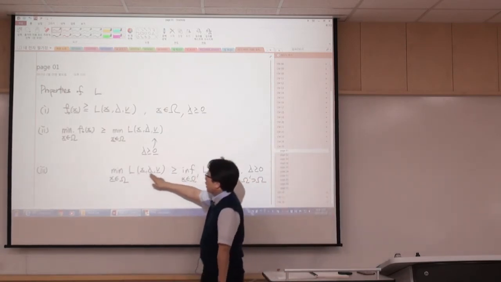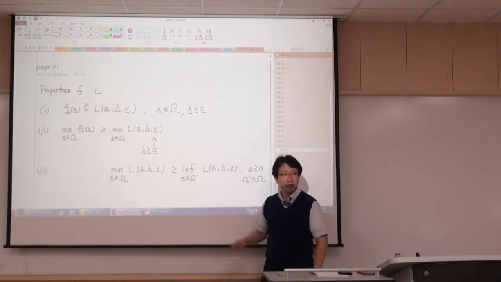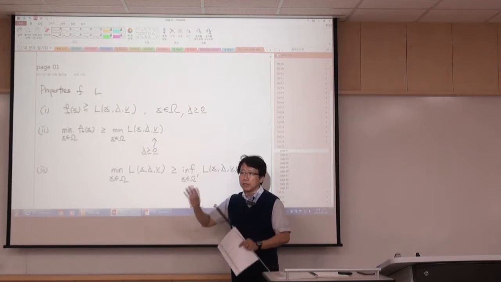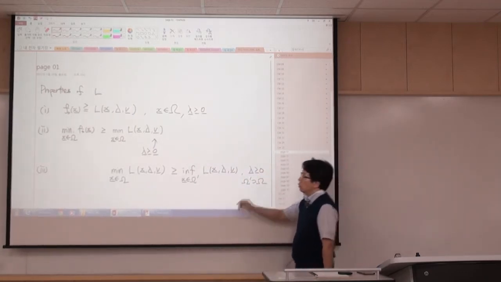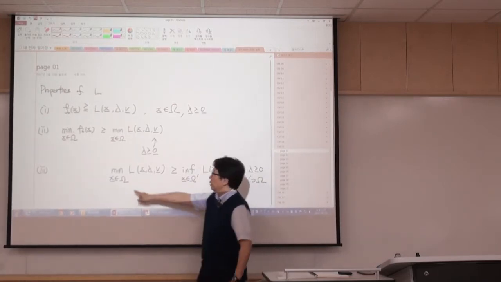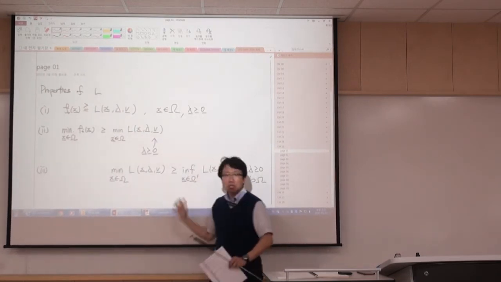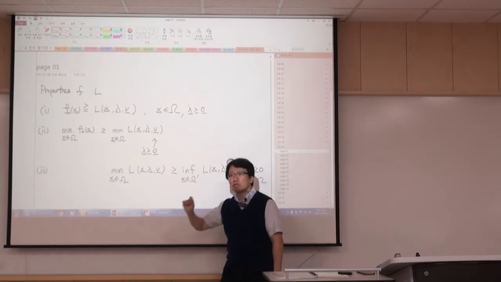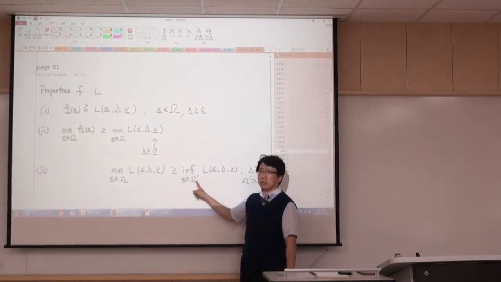You have the same objective function of x. Got it? L and lambda and nu are fixed given parameters satisfying this condition. Now, this omega prime is a bigger set than omega. Then in minimization, what happens? There is a possibility that you may achieve a lesser objective function value. That's why we have this. Got it?